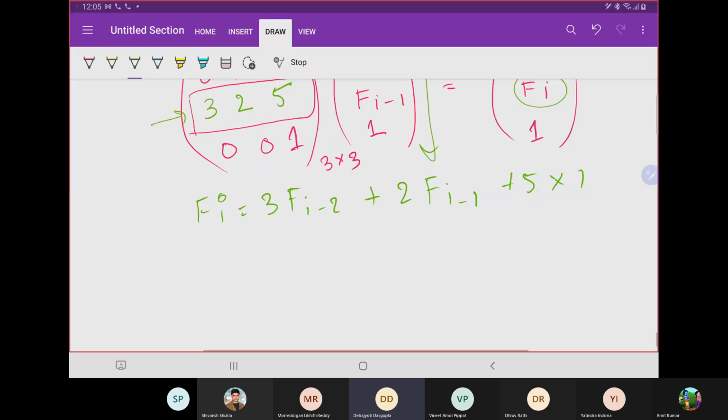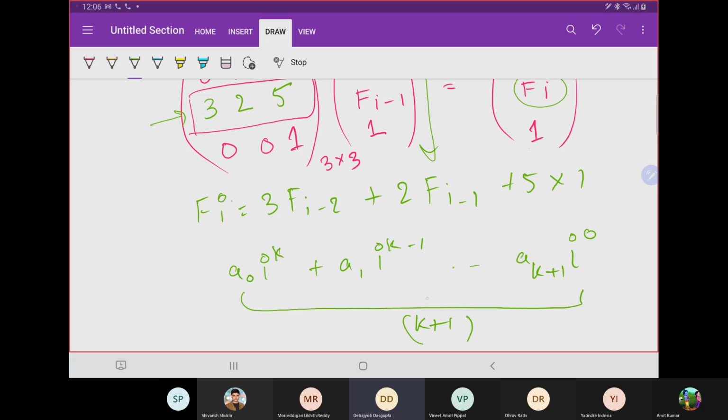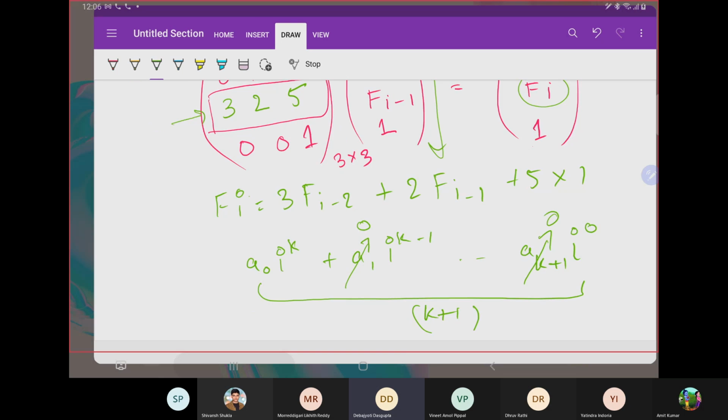That is basically, if my polynomial is of the form a0 I power k plus a1 I power k minus 1, up until a k plus 1 I power 0, then I will add 1 for all these k plus 1 terms. Even if a1 is 0, or ak minus 1 is 0, coefficients are 0, I don't care.